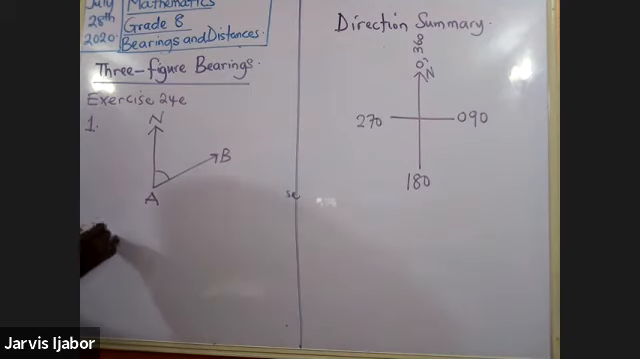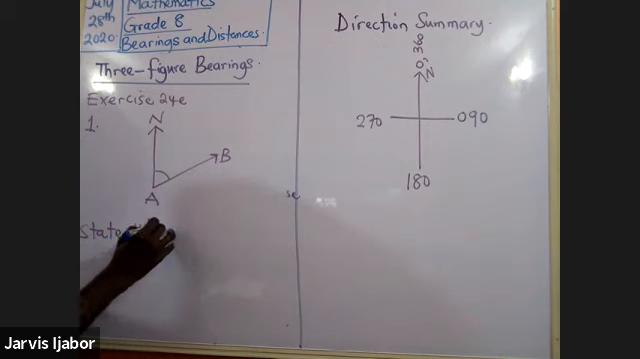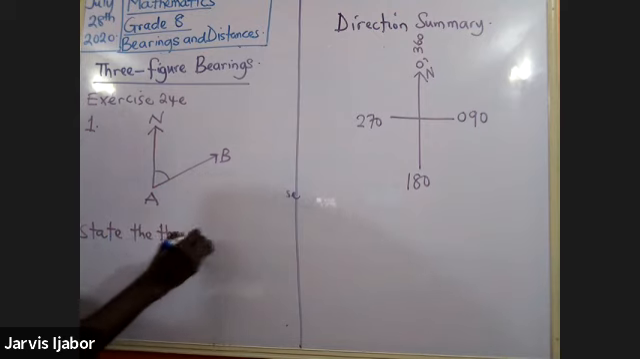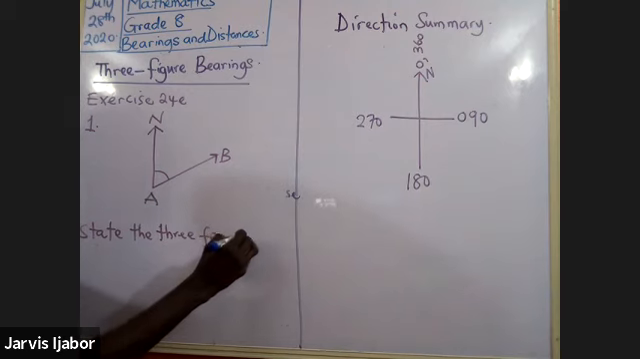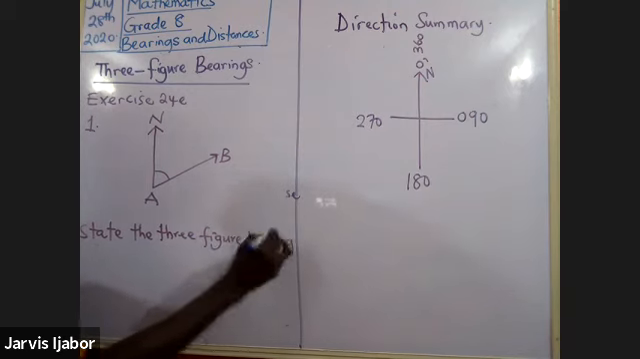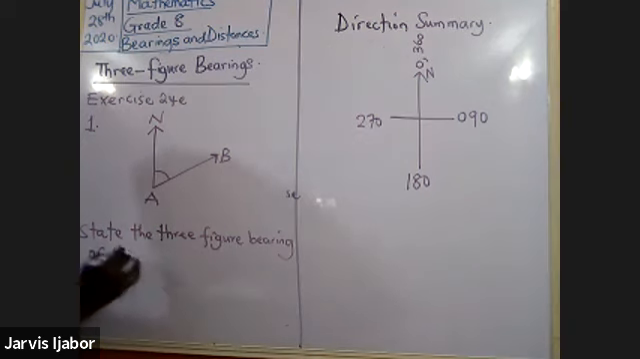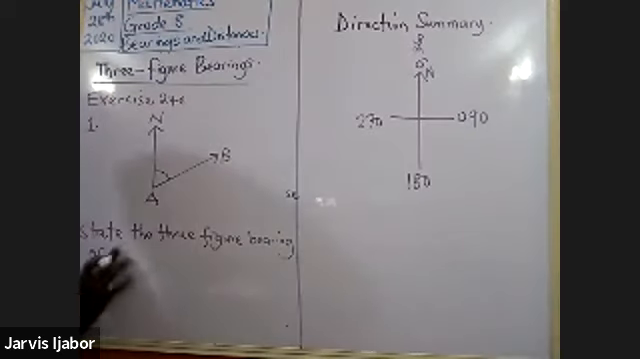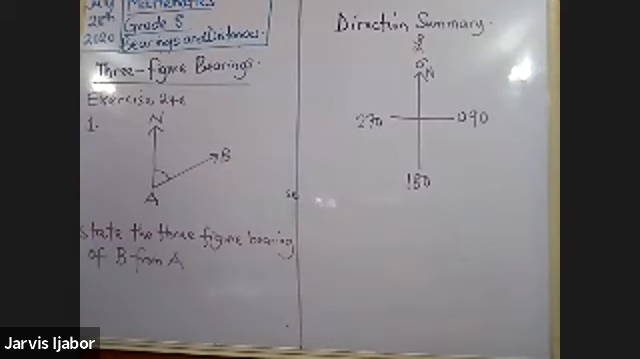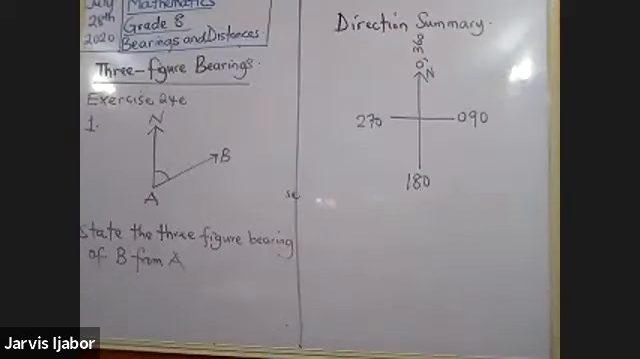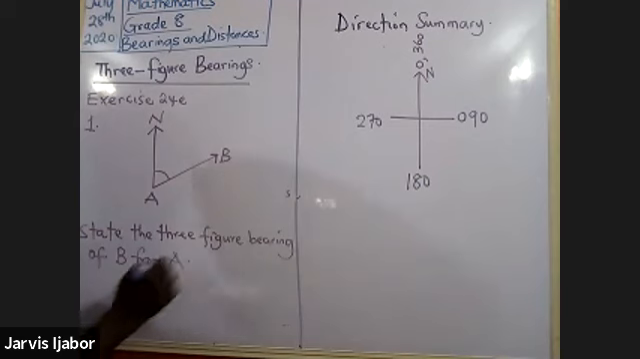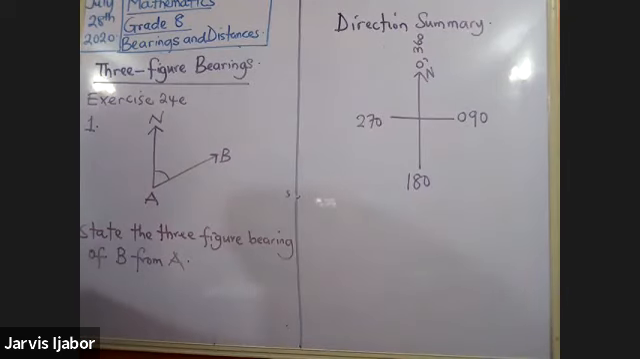State the three-figure bearing of A. State the three-figure bearing of B from A. Of B from A. State the three-figure bearing of B from A. State the three-figure bearing of B from A.